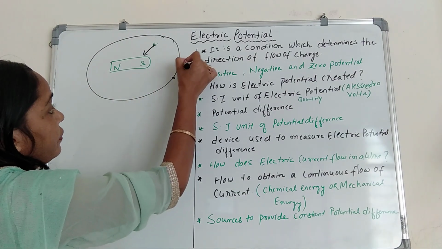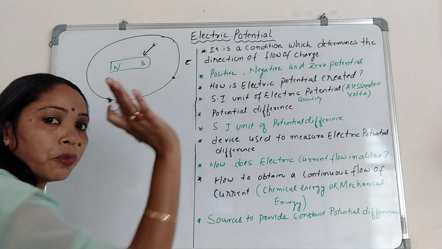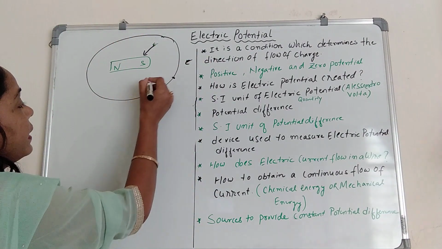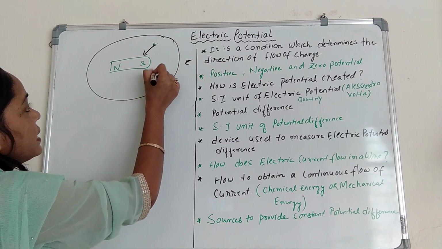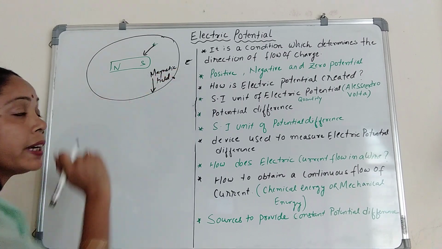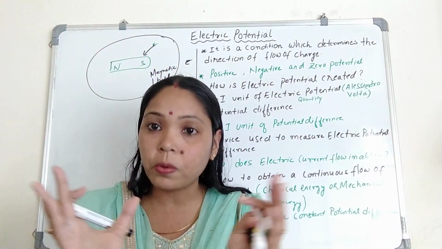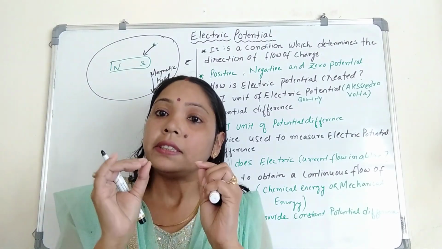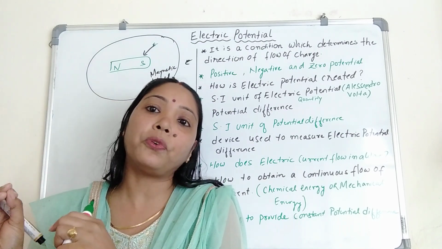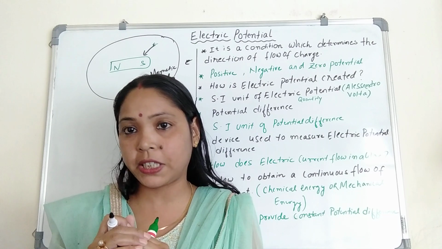And beyond this, if you put any magnetic substance, it won't attract. So till here it says presence of magnetic field. So what is magnetic field? Magnetic field is the space around the magnet till where the magnet can feel the force of attraction or force of repulsion.